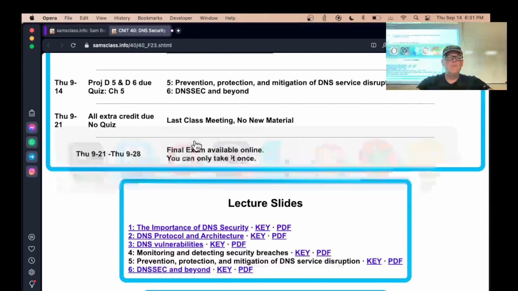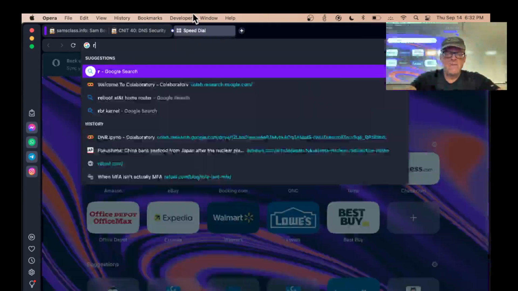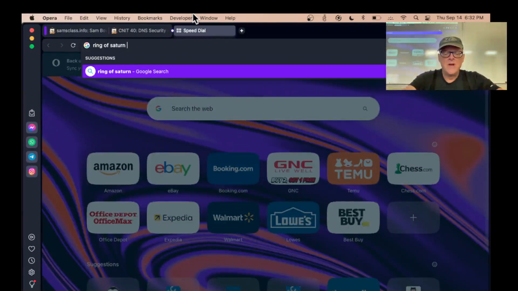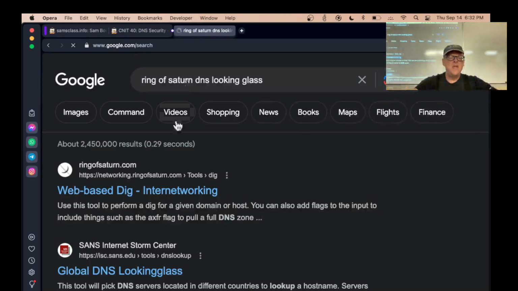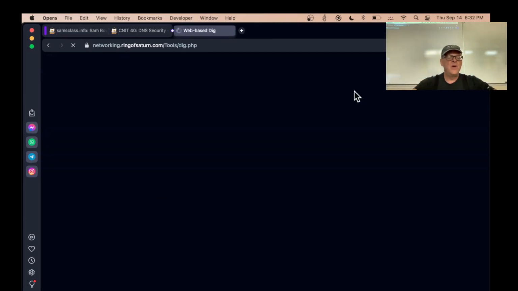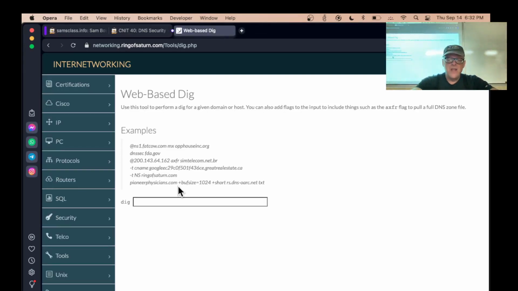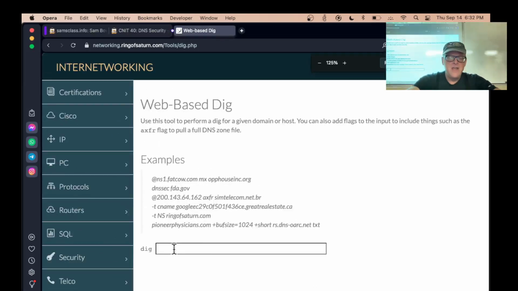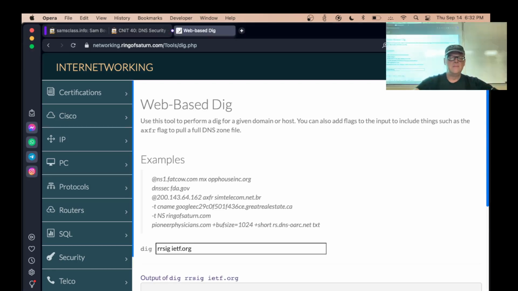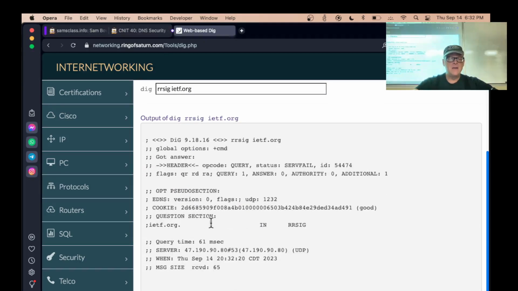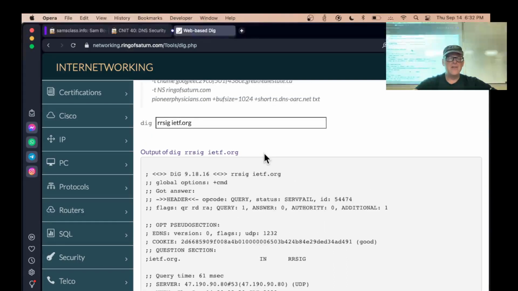Let's use a looking glass. Ring of Saturn. DNS looking glass. This will get me clean internet, not through any kind of filtering. Okay, now I can try this more. Maybe mine is signed. Let's dig rrsig at ietf.org. Okay, and I'm still not getting it. Well, that's disturbing. No answer.